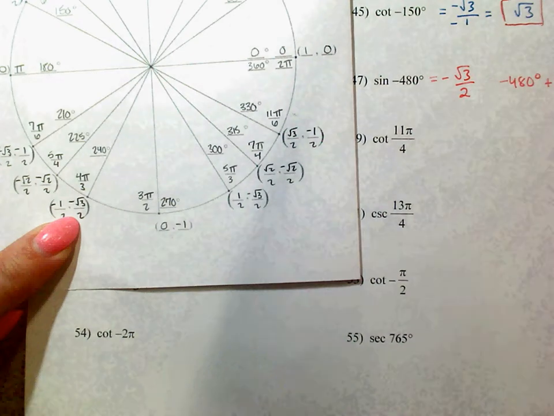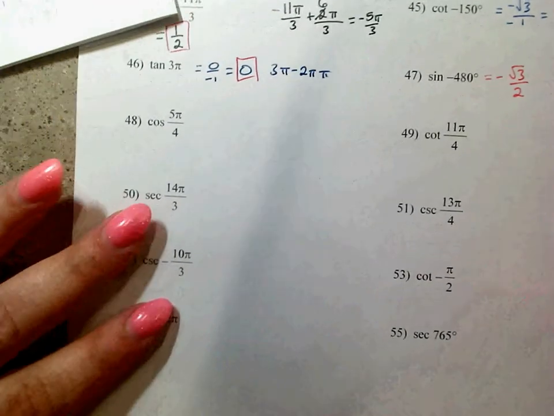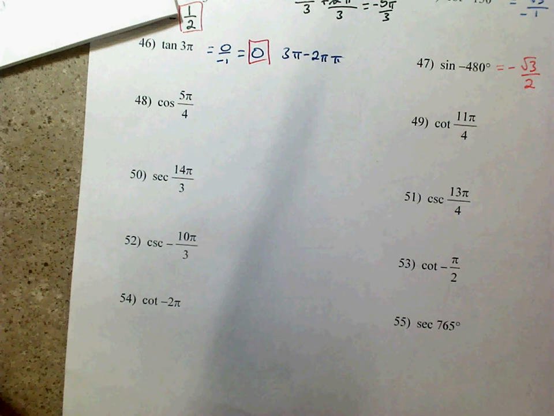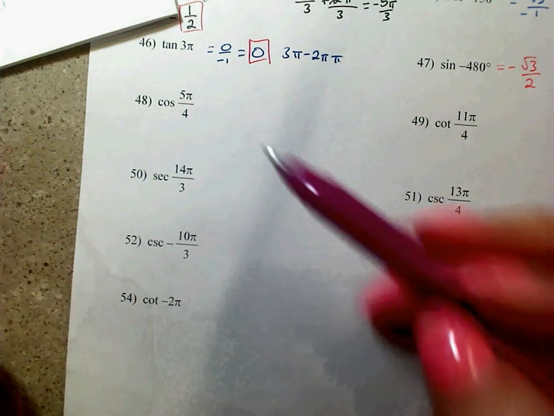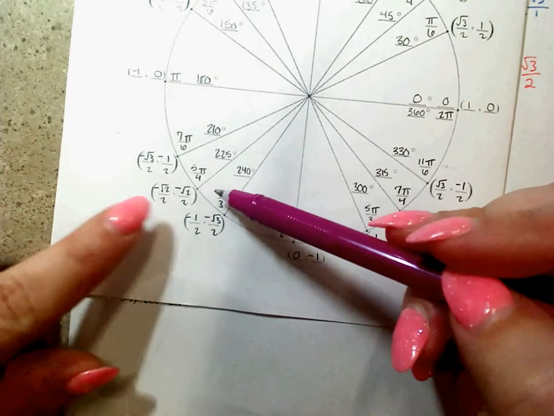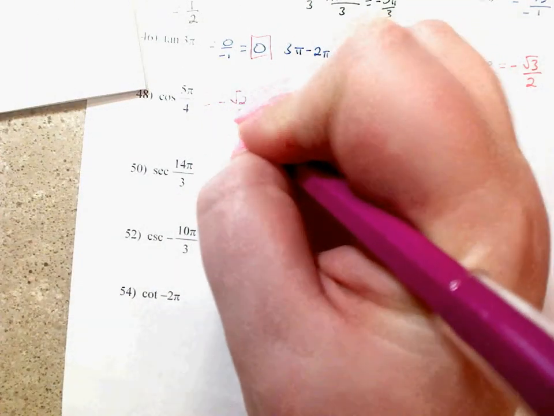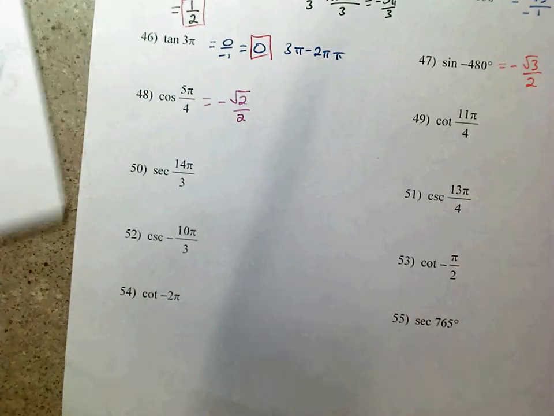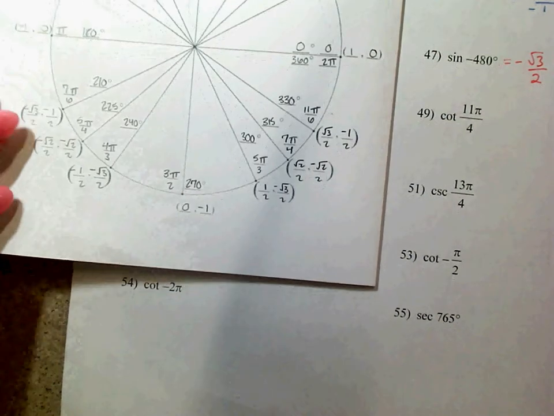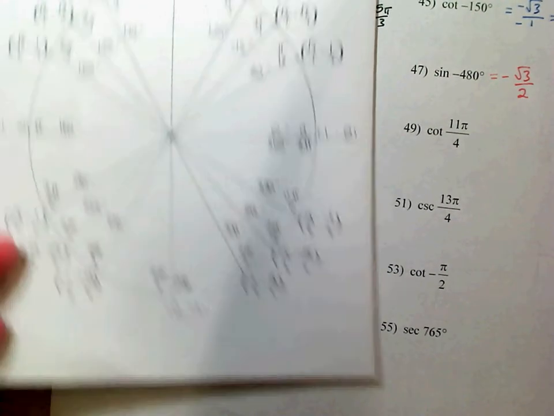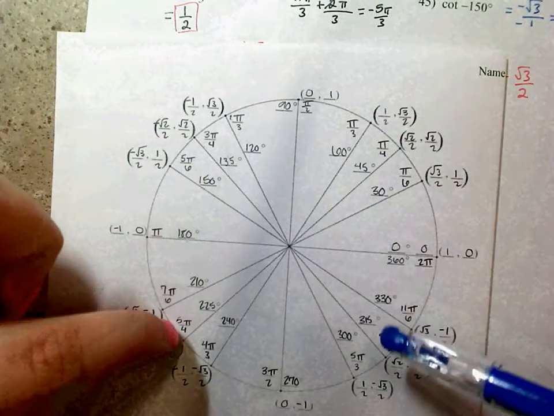Cosine of 5 pi over 4. Cosine of 5 pi over 4 is, let me go to 5 pi over 4, and cosine is just the x. So negative square root of 2 over 2. 11 pi over 4. 11 fourths pi is not on my unit circle. You could go odds, because you know it says 1, 3, 5, 7. So 1, 3, 5, 7, 9, 11. So I'm pretty sure that's that one.